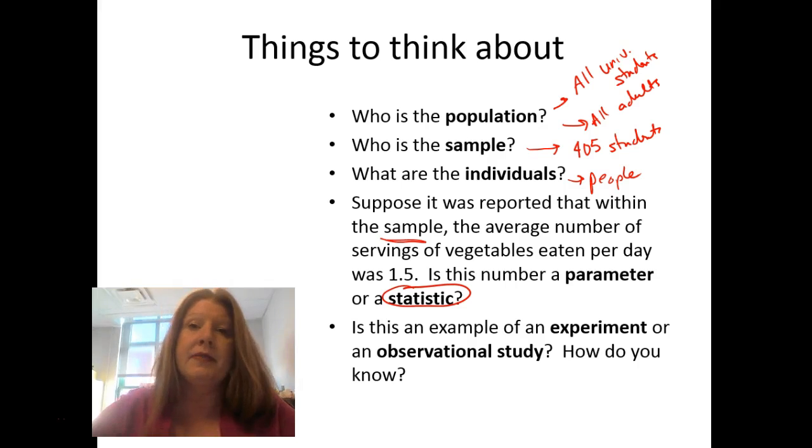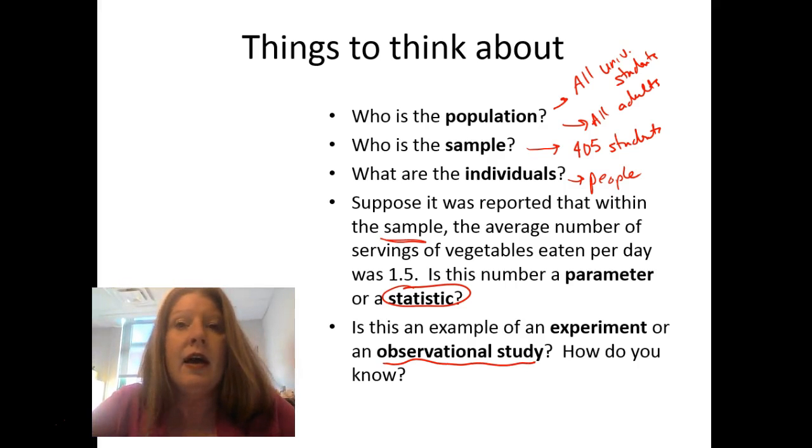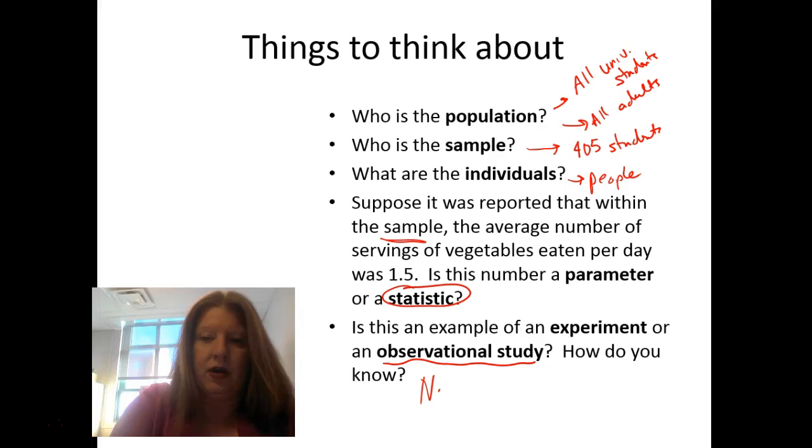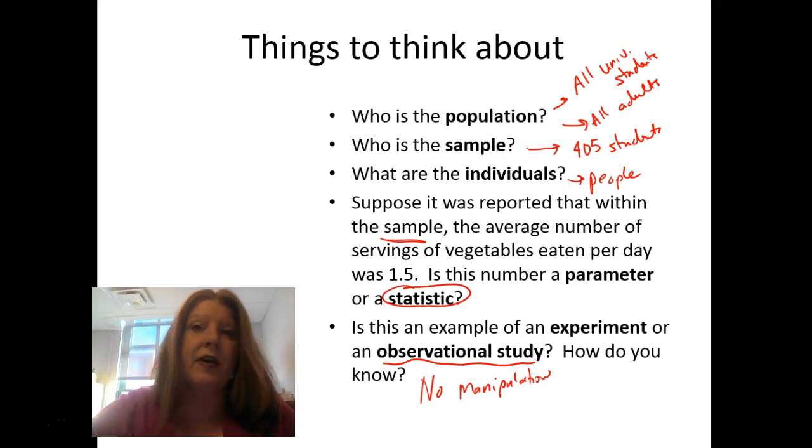Is this an example of an experiment or an observational study? Hopefully you're thinking it's an observational study. The reason being that we're not imposing a treatment of any kind. We're just observing what people naturally do. We're having them record what they would normally do. We're not trying to intervene or manipulate the situation in any way as we would with an experiment. So maybe right here I'll just write no manipulation. There's no control of possible lurking variables.